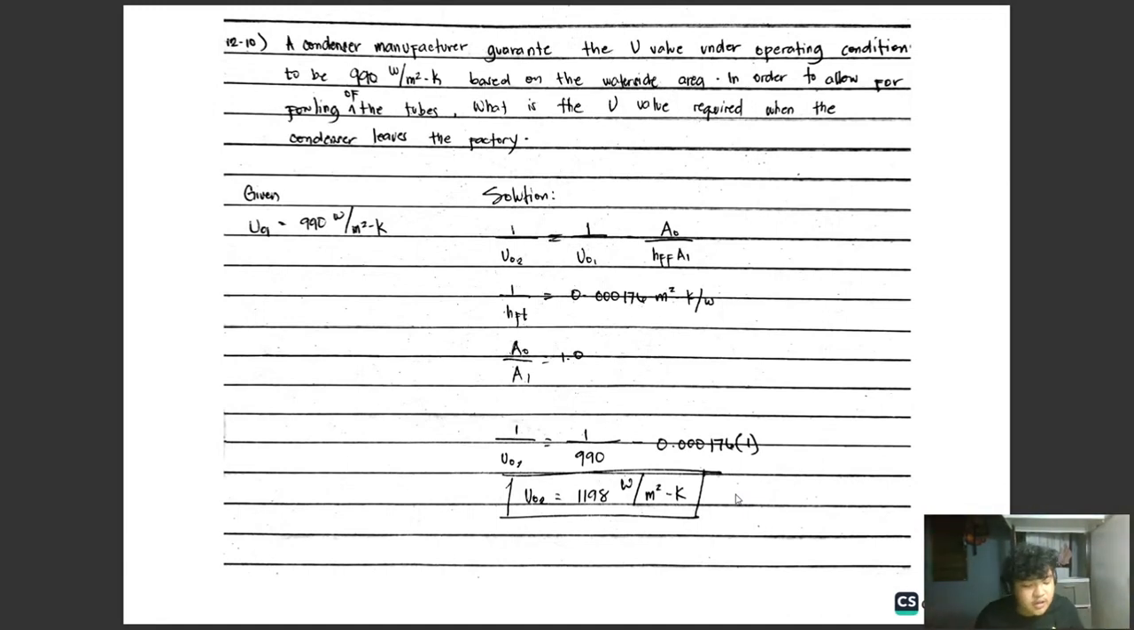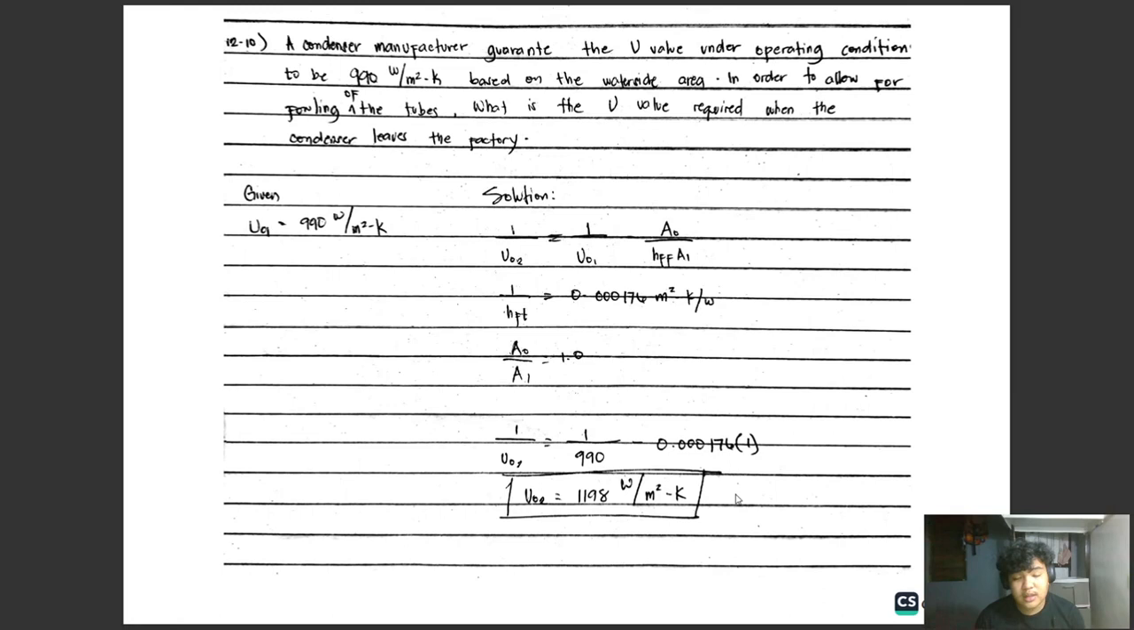A condenser manufacturer guarantees the U value under operating conditions to be 990 W over m squared K based on the waterside area. In order to allow for the fouling of the tubes, what is the U value required when the condenser leaves the factory? So, given is our U value, which is 990 W over m squared K.